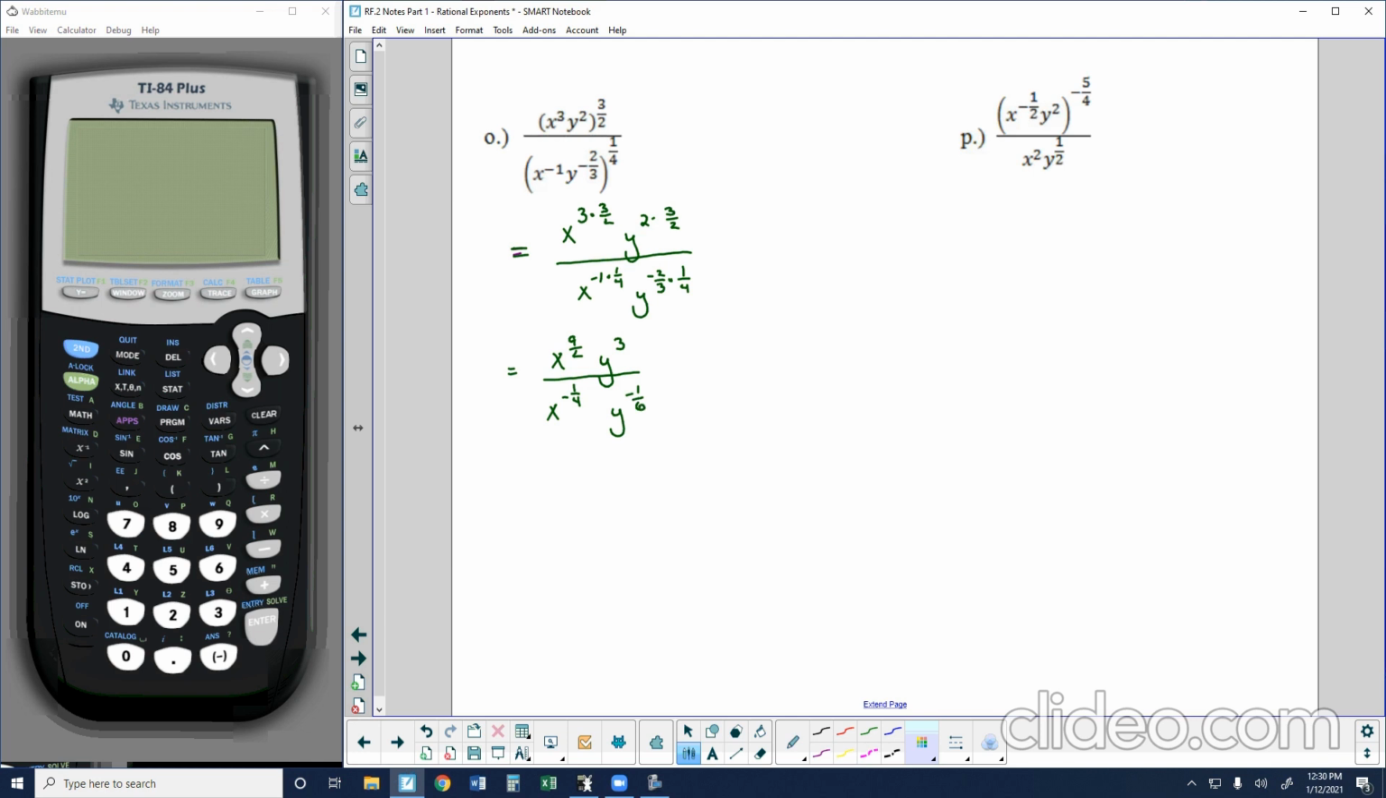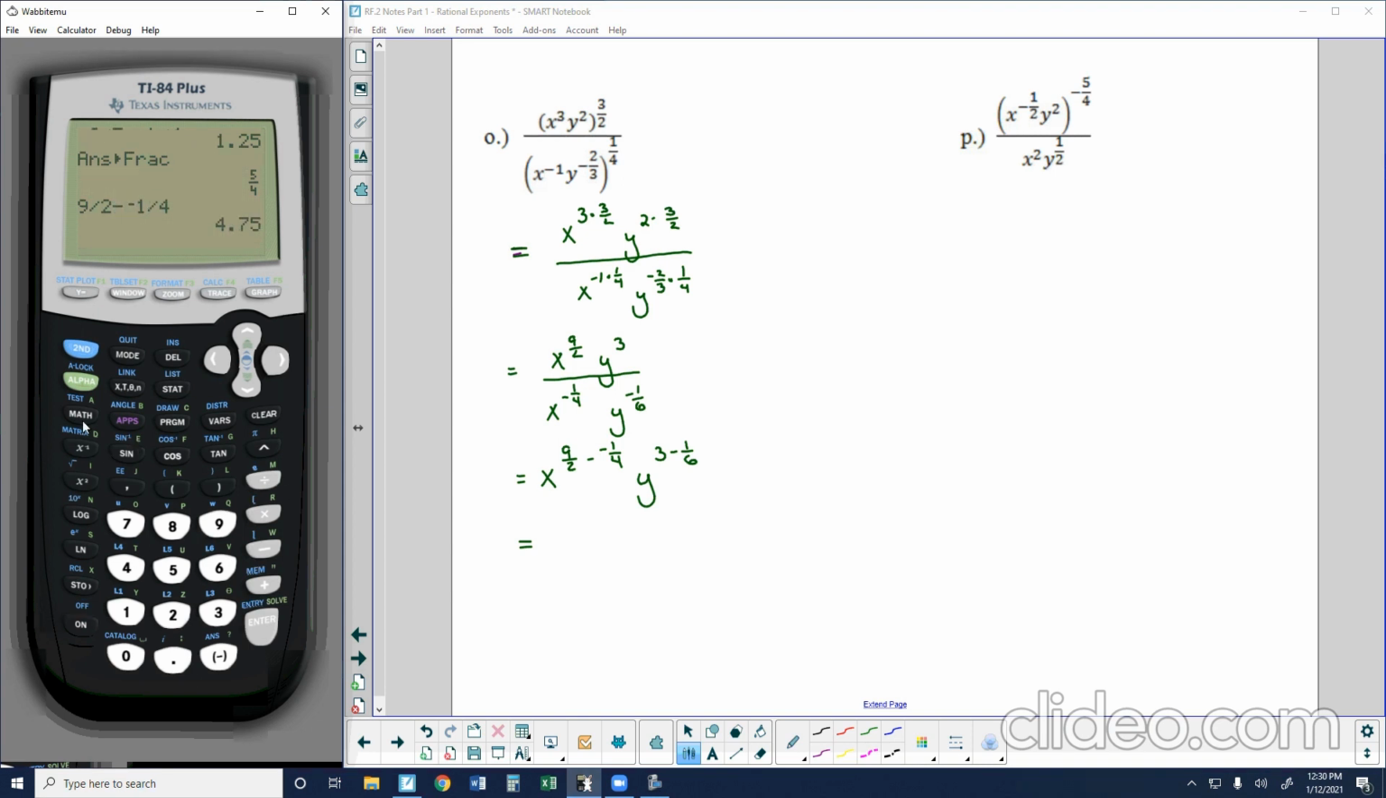Now I've worked through the exponents in the parentheses, and now I can move on to the division. So when I divide common bases, I subtract their exponents. So x to the 9 halves power minus a negative 1/4, y to the 3rd power minus 1/6. And if we need help with the subtraction, we can again do that on the calculator. So 9 over 2 minus negative 1 over 4.